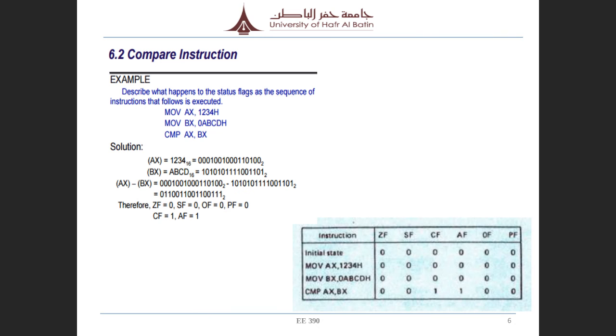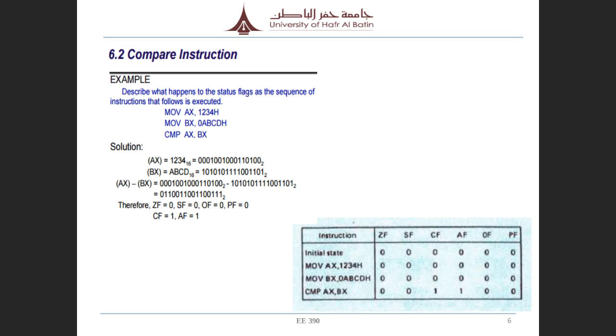Okay, so let's see another example, like move ax comma 1 2 3 4 and move bx comma abcd. It is a hex value, and as the MSB is a letter, that's why we put a 0. So the main thing is abcd. Then compare ax comma bx, so that means a subtraction happens.